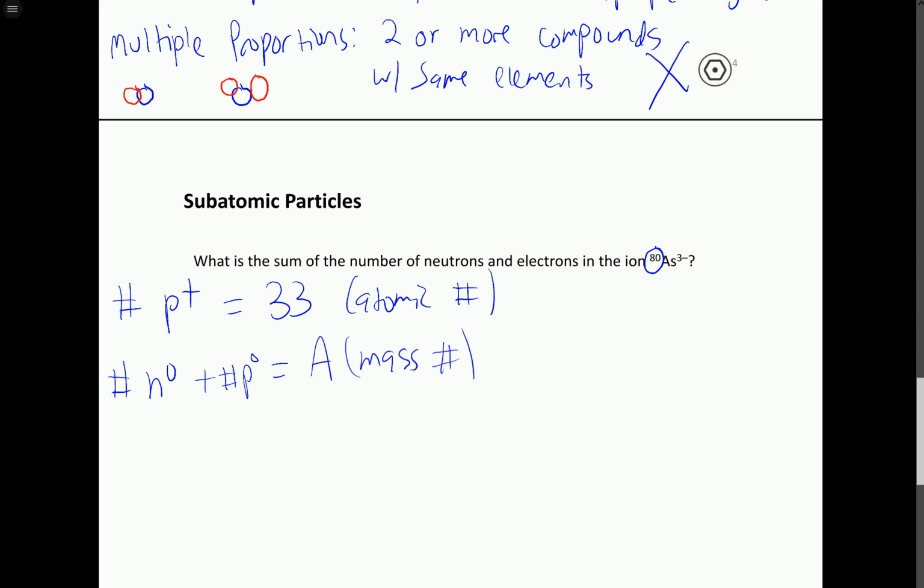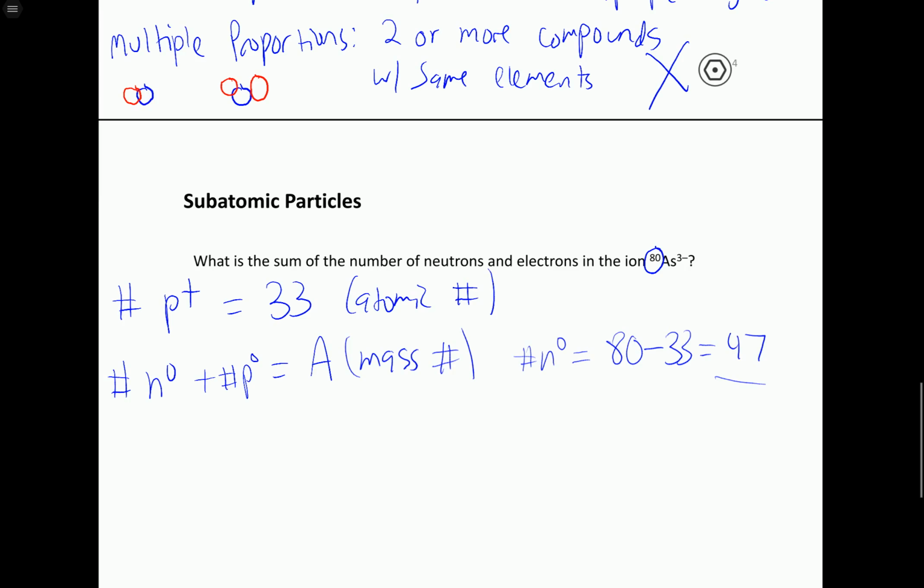Okay, so that mass number A, which is the superscript, is the number of protons plus neutrons, which means the number of neutrons in arsenic-80 is going to be 80 minus 33, which is the number of protons, and that gives us 47. Okay, so there are 47 neutrons. Now we need the number of electrons.